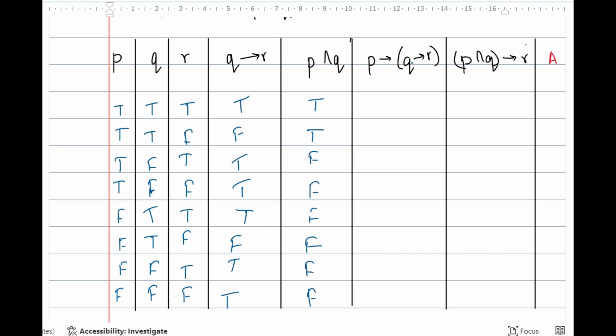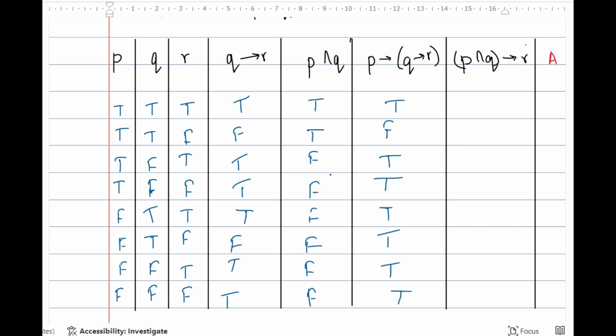Okay, P implies Q implies R. So what will T to T be? T. T to F, F. T to T, T. Again T to T, T. F to T, T. F to F, T. Then you have F to T, T. F to T again, T.